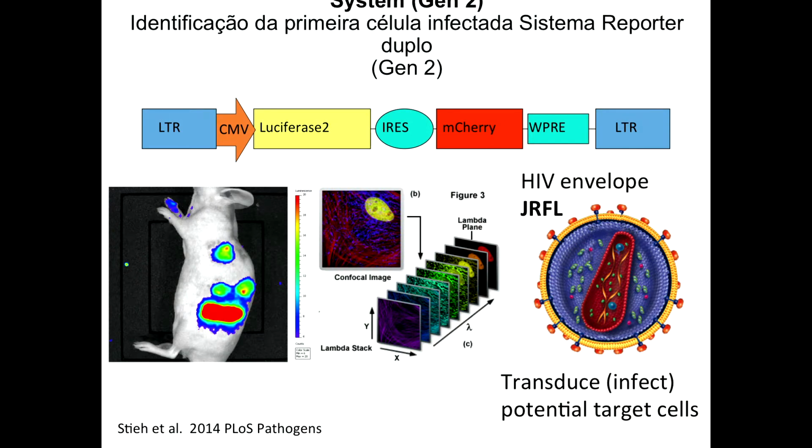So basically, what I really want to talk about and focus on today is our quest to identify the first cells that get infected after mucosal exposure in, for instance, a rhesus macaque model.